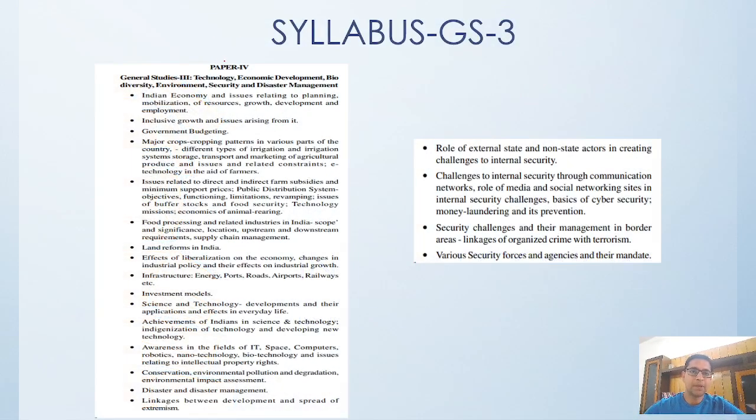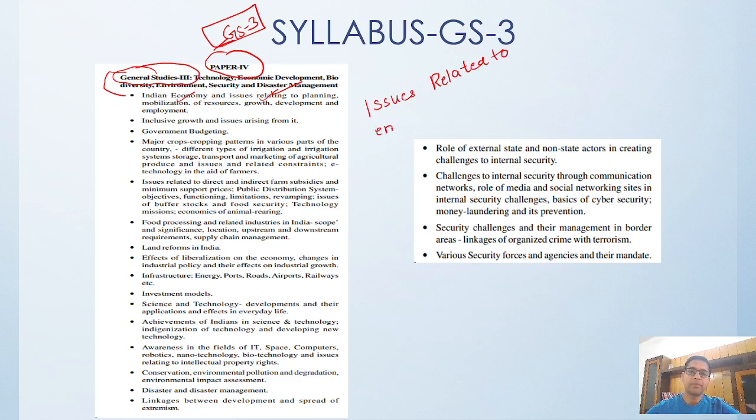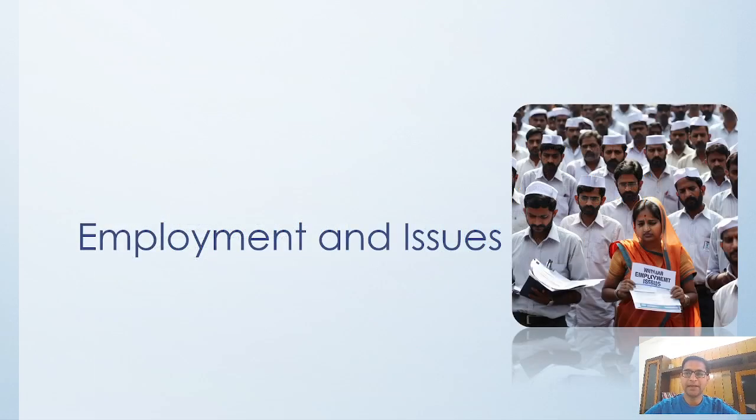Now, this is the paper that we call GS paper 3 of economy. General Studies paper 3, you can see over here they have written it. Under that we have finished issues related to planning, issues related to mobilization of resources, issues related to growth and development. Today we will be discussing the topic on issues related to employment. With today's topic, we will be over with the first main topic of GS 3. So let's start. Employment and issues, or unemployment and issues.